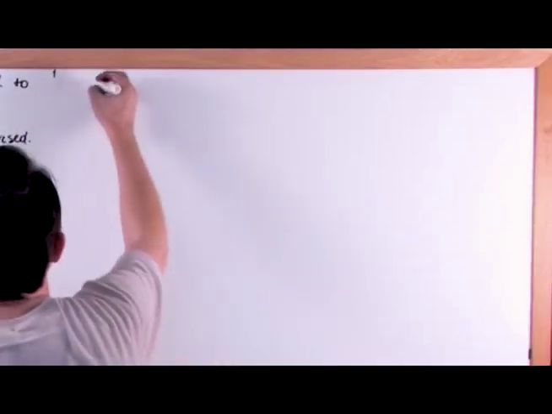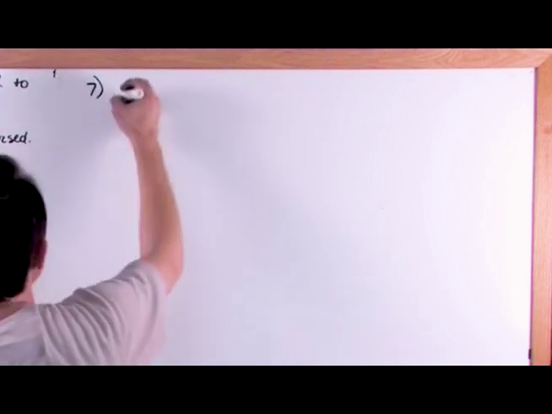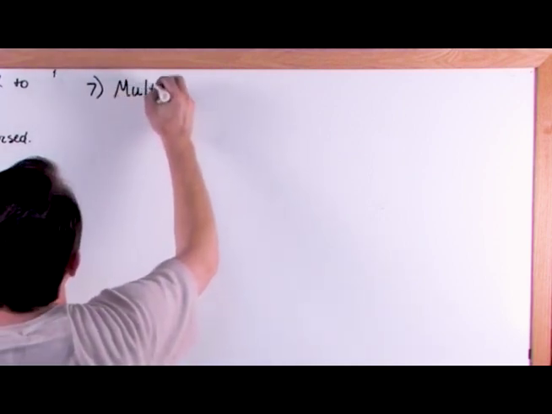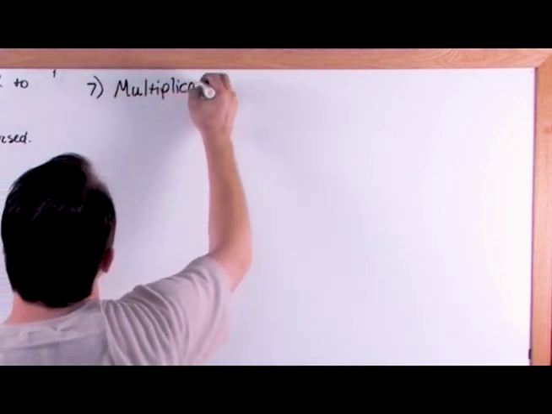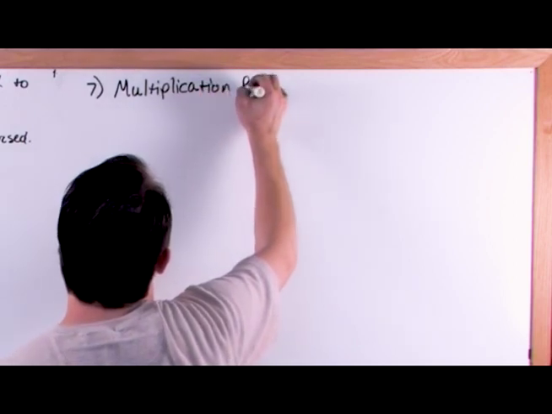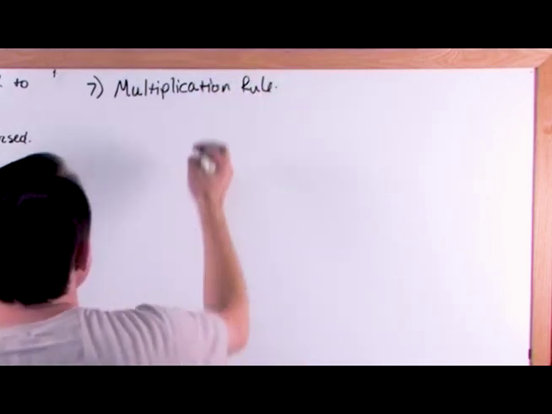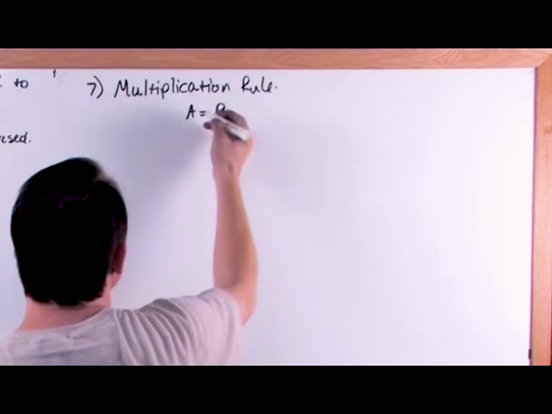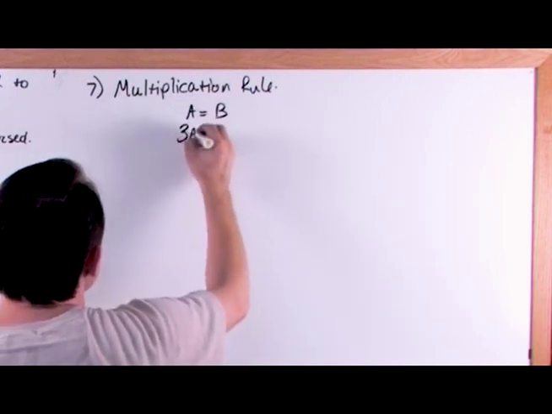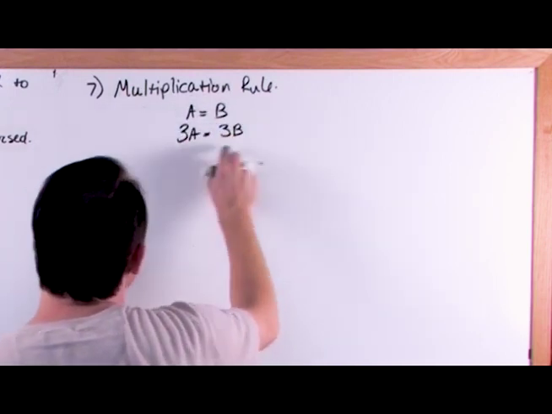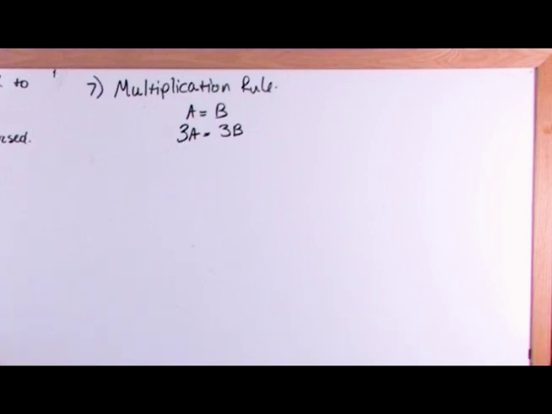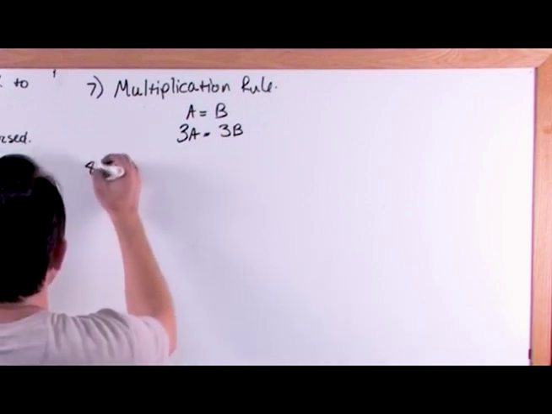Now, there's going to be a multiplication and a division rule, and I think you can figure out what that is. It's the same thing. If you have a is equal to b, some equation, then 3a is equal to 3b. I can multiply both sides of this equation by the same number. It's just algebra, but that's exactly what it says.